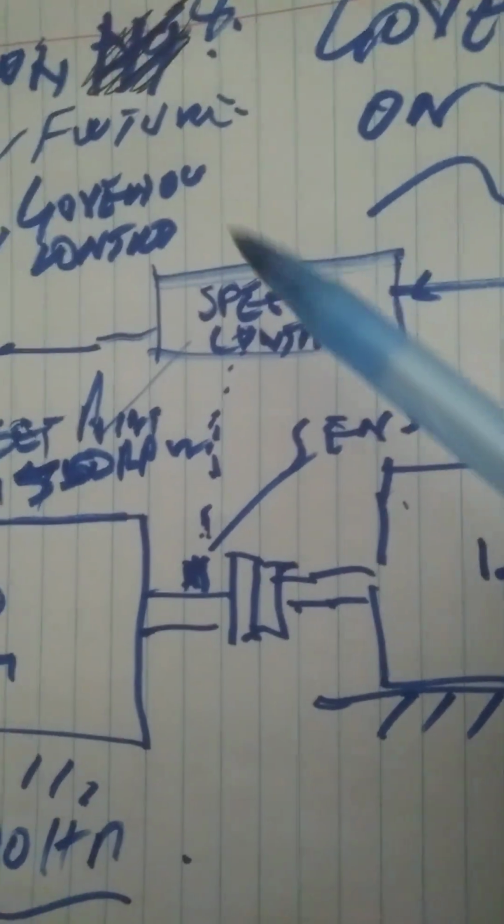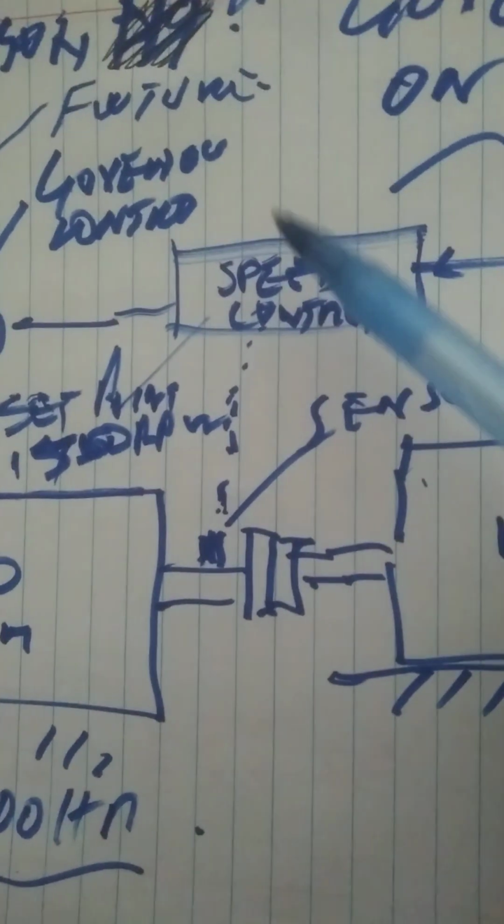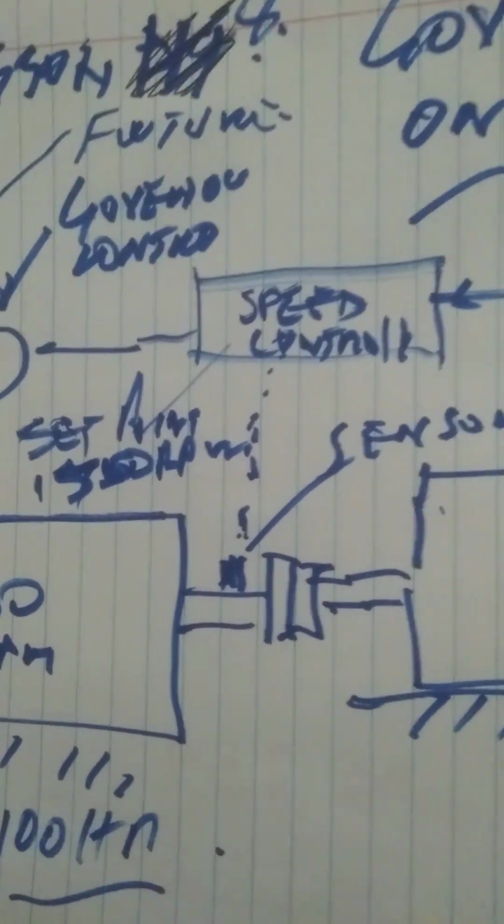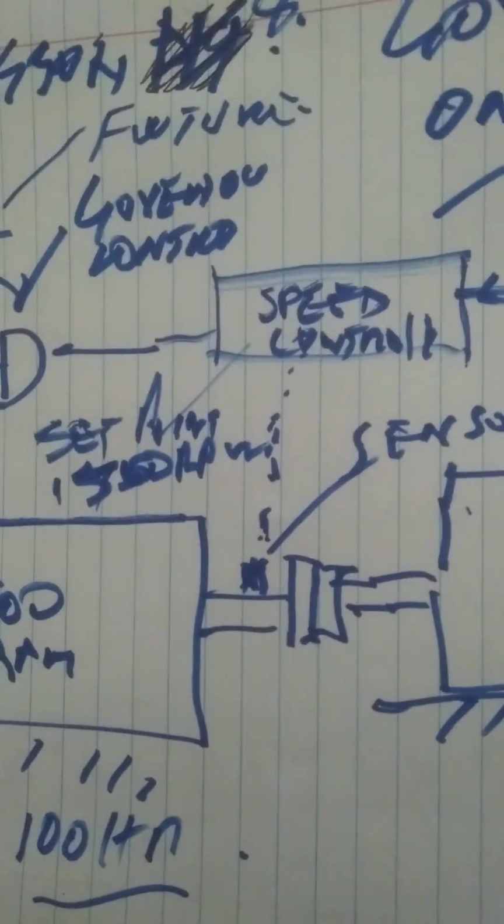Basically, this is what it is. Governor control is controlling speed, that's all, nothing else, to make sure that voltage, frequency, and kilowatts are maintained.